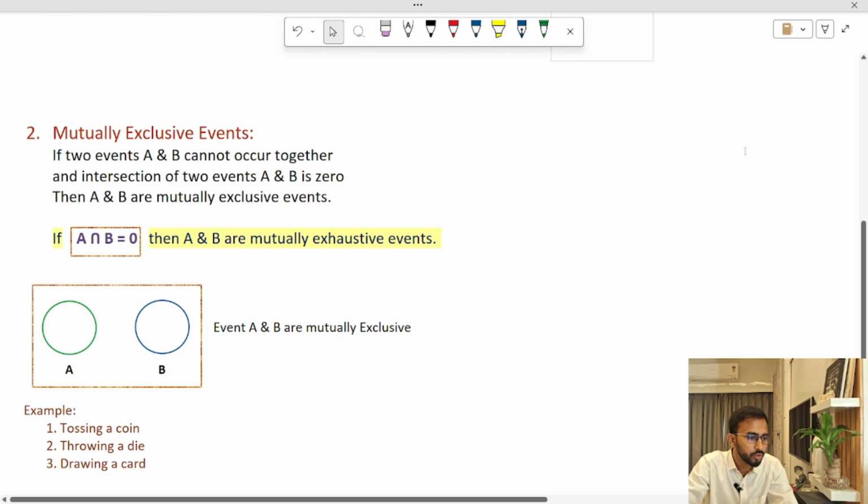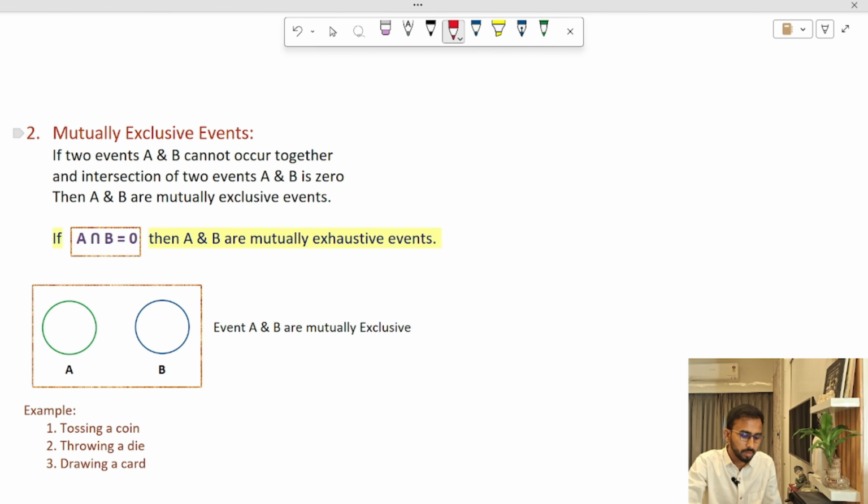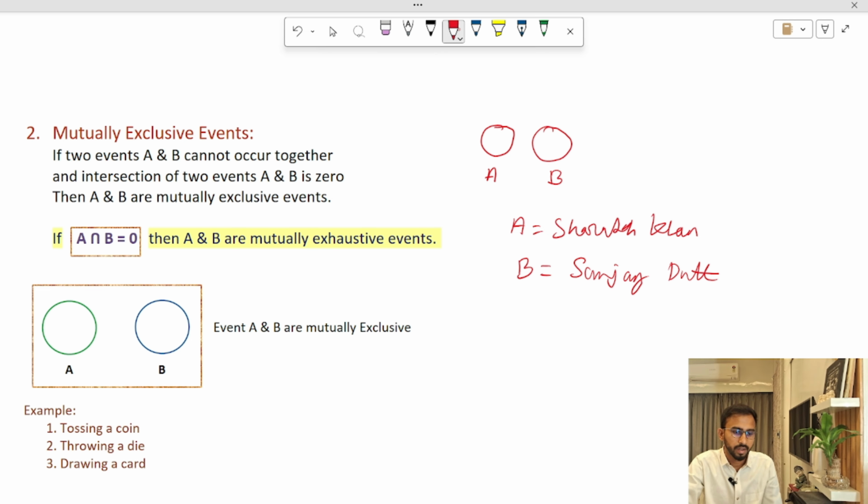So what are mutually exclusive events? Mutually exclusive events are those two events where there is nothing common between them. That means suppose A is an event, B is also an event, but there is nothing common between them. We already knew that example where A is equal to Shah Rukh Khan, but here B is not Salman Khan, B is equal to Sanjay Dutt. Here there is nothing common between A and B. Shah Rukh Khan, Sanjay Dutt, nothing is common between them. These kinds of events are known as mutually exclusive events. They have nothing common between them.